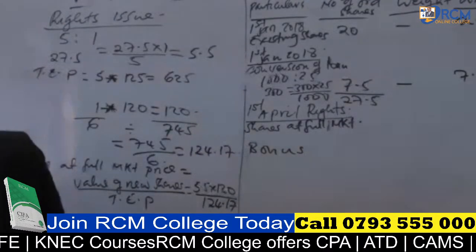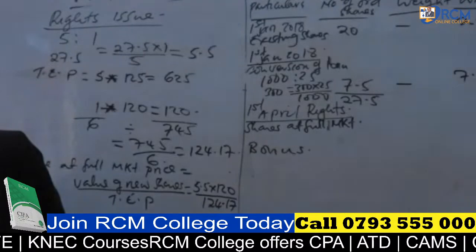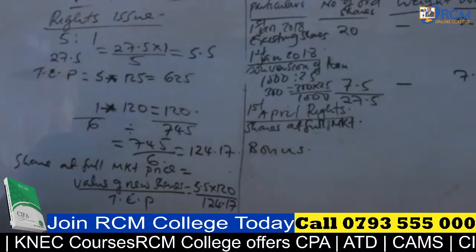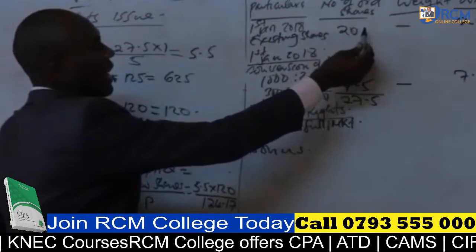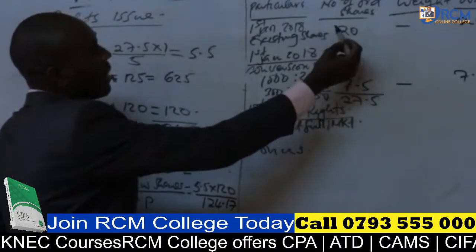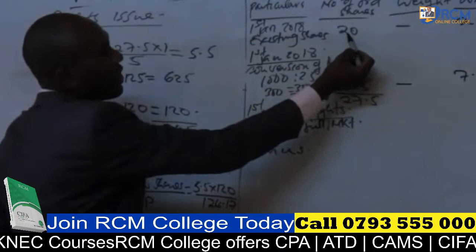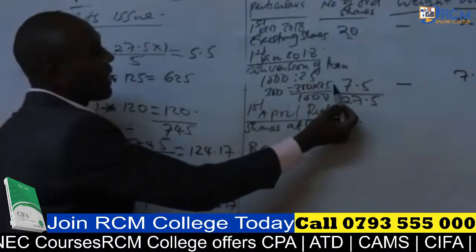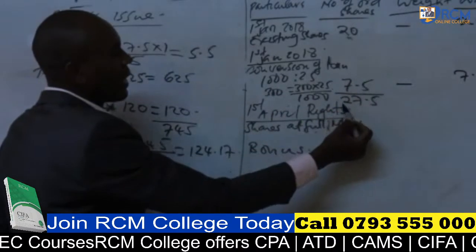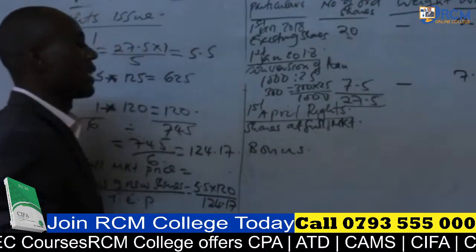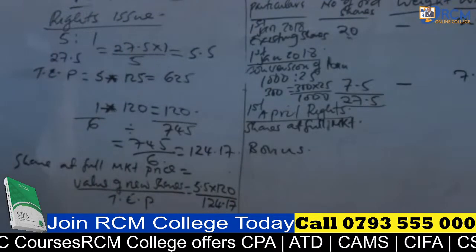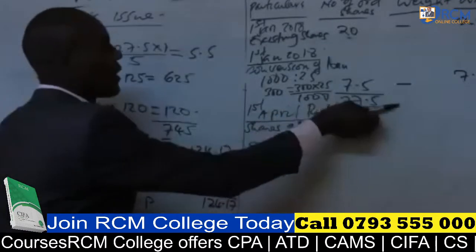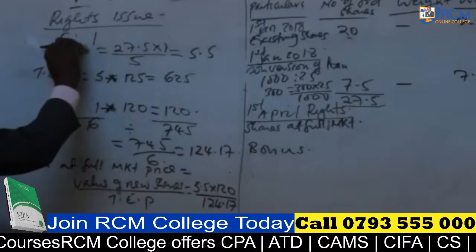And Nekesa, you are saying, where is 27.5 coming from? We quoted our shares outstanding as at 1st January. We started with 20 million shares. On 1st January, we converted 7.5 million shares. Therefore, we have 27.5 million shares outstanding when we are going to do the rights issue. We have 27.5, therefore we are issuing the rights issue there.